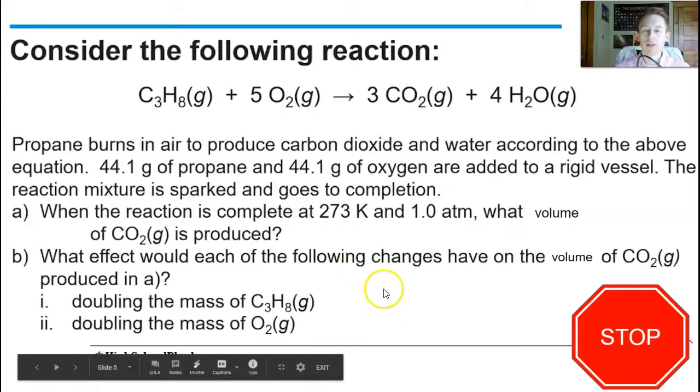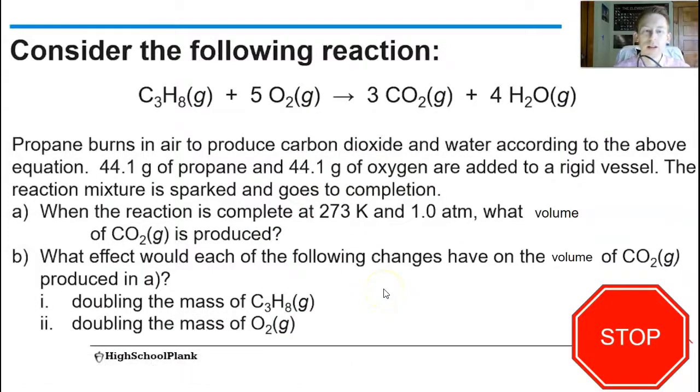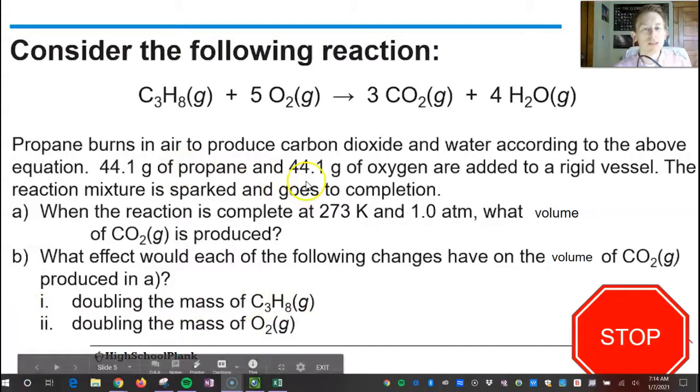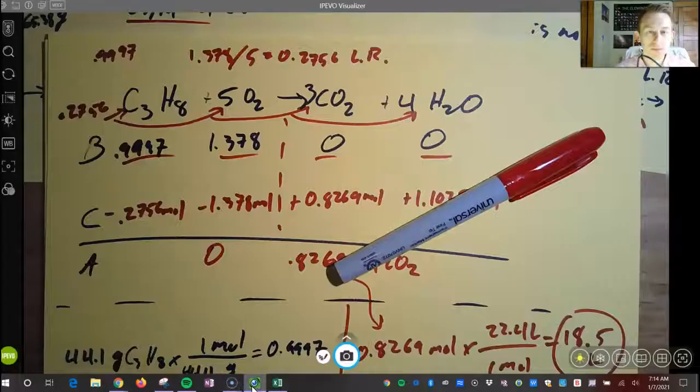So now here's another practice problem. I want you to go ahead and pause the video and see if you can do this one on your own, and then I'll share with you the answer. Alrighty, answer time. Here we go.